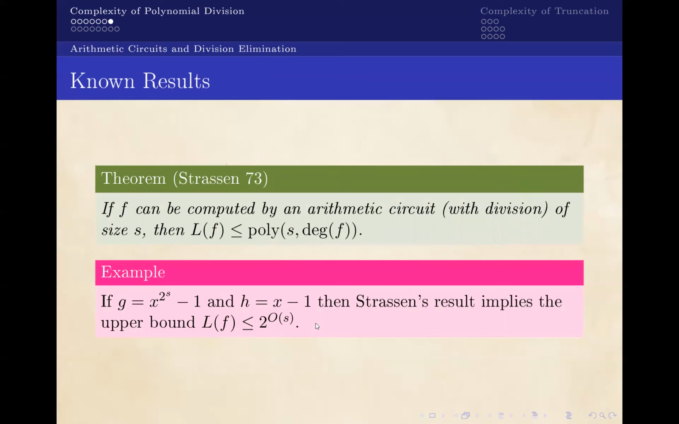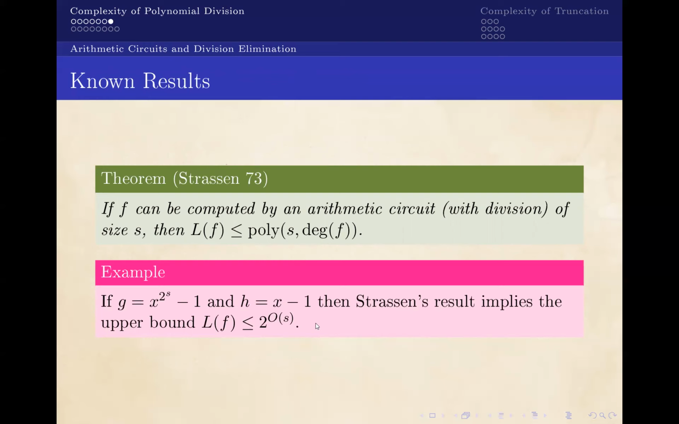Right. So what is known about division elimination? Strassen showed that if F can be computed by arithmetic circuits of size S using divisions, then we can eliminate these divisions, but then we have to pay a polynomial blow up in the size of a circuit which computes F, and also in the degree of F. But if the arithmetic circuit complexity of F is S, then the degree of F can be exponential in S, right?